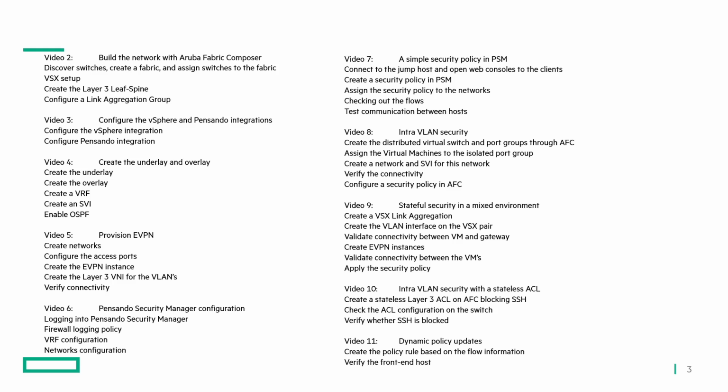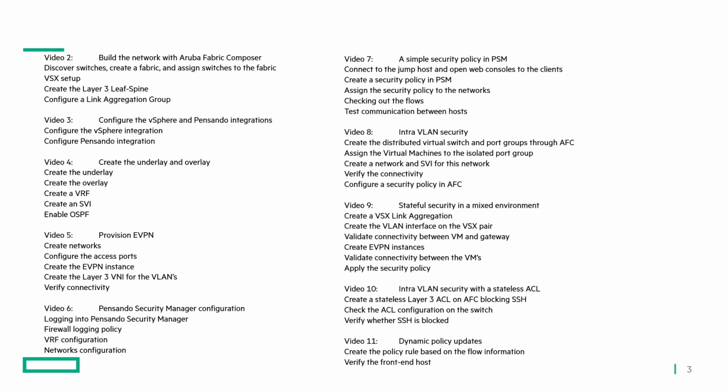So provision the EVPNs by creating the networks, creating the EVPN instances, creating the layer 3 VNIs for symmetric routing, and also, there's a VM environment built around it, so I can show you all the connectivity as well. And then in video 6, I'm going to show you the PSM, the Pensando Security Manager configuration. So logging into PSM, showing you around the UI and what PSM is all about.